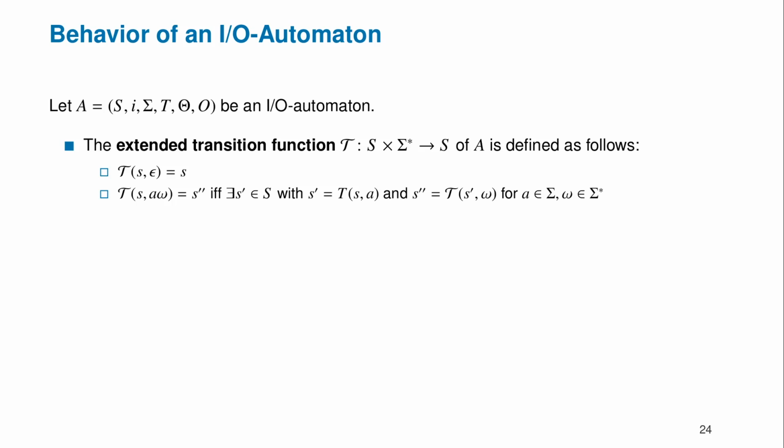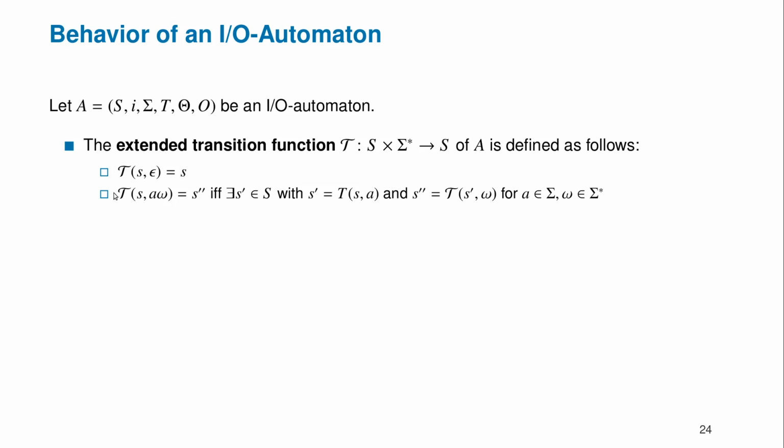Okay, and how is this extended transition function defined? We have a recursive definition. In the base case, we are considering words of length 0, so we have the empty word here as the second argument. And if I'm in the state S and the input is the empty word, then the result is the same state S again.